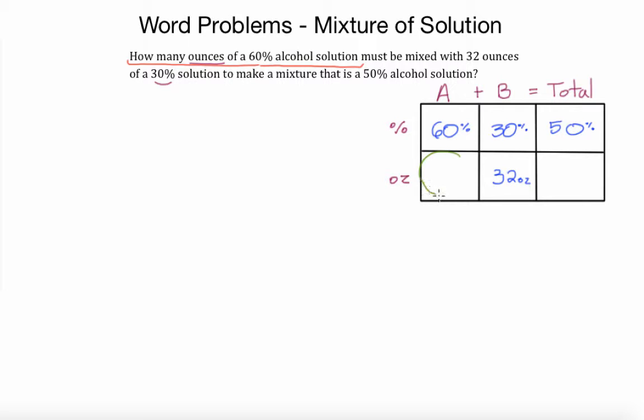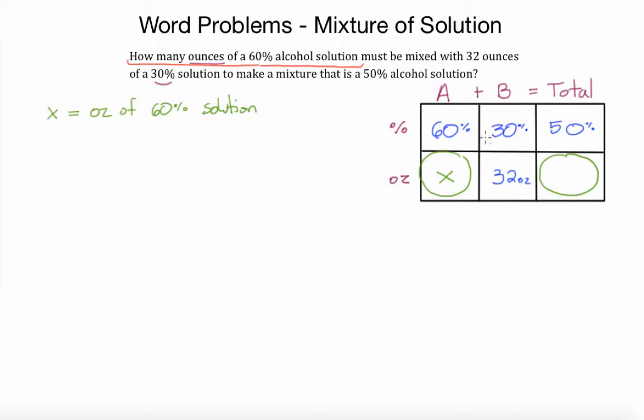And now I can see what it is that I have to find. I need to find how much of A, and I don't know the total either. But let's think about what I'm trying to find: how many ounces of the 60%. So let's make that x. Let's define that as my variable. x is the ounces of the 60% solution. So I can go ahead and put an x in place right here. That's what I'm trying to find.